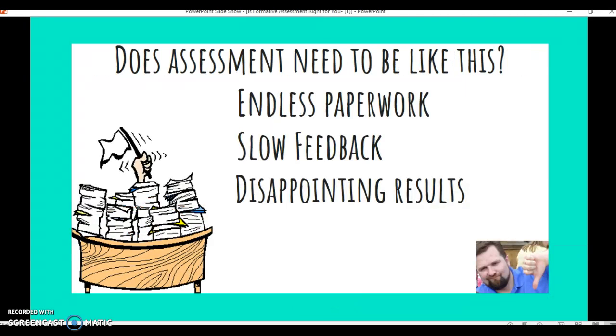Does assessment need to be like this? Endless paperwork, slow feedback, disappointing results. I give it a big thumbs down. It does not need to be like this anymore. There's no reason for it to be like this anymore because we now have technology to give us an assist.